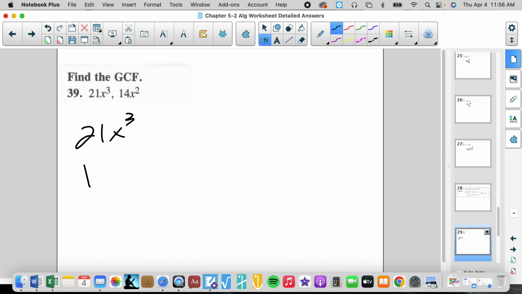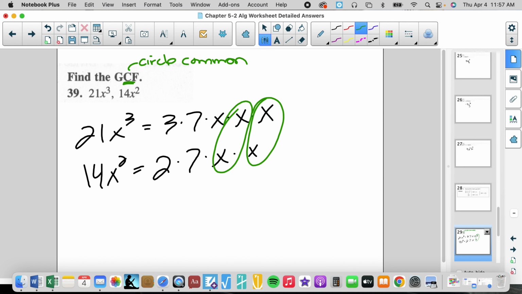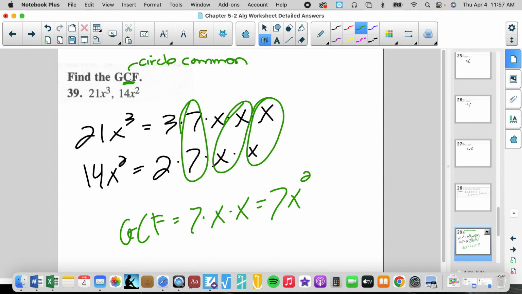21x to the third, 14x squared. I would tell you to break this down into its prime factorizations. Is a nice way of learning this. And now GCF, the C, circle the common. Circle what they have in common. They have an x in common. They have a second x in common. They have a 7 in common. So the GCF is going to be 7 times x, or 7x squared.